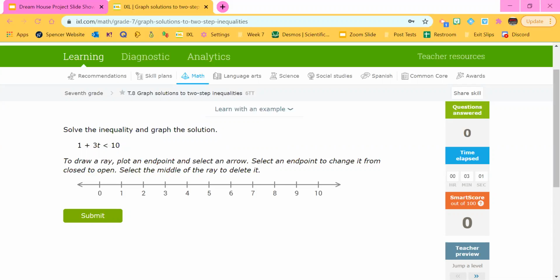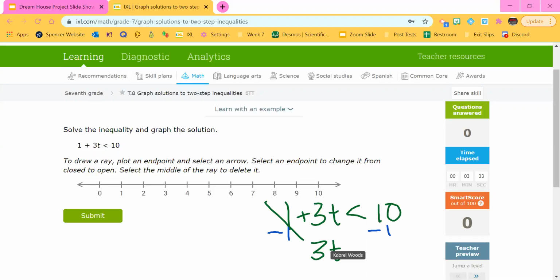Okay, so we have 1 plus 3t is less than 10. For our first step, we look at this and we can't simplify it anymore. We don't have any distributive property, and there's no combining like terms on this one. Our next step is we have to get rid of our constant, which in this case is a positive 1. So we have to subtract 1 from each side, and since those cancel out, that will leave us with 3t is less than 9.